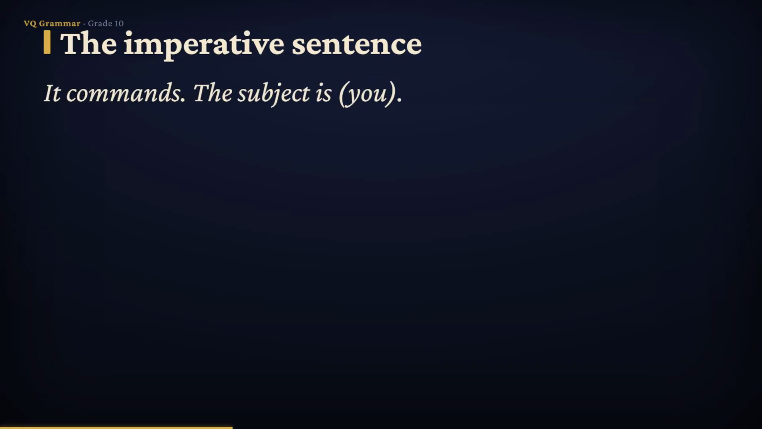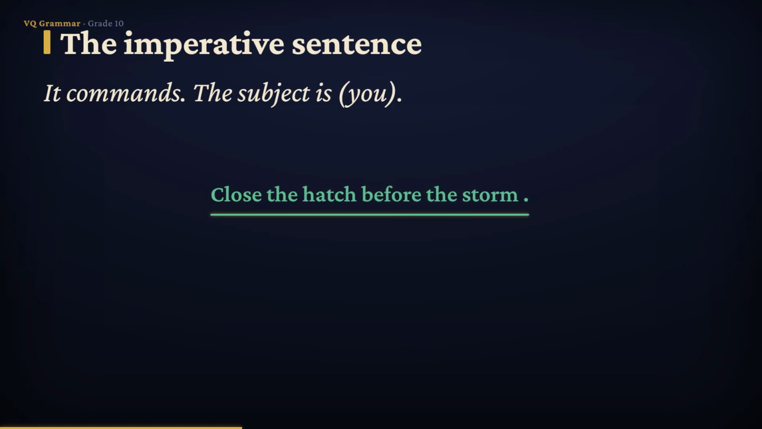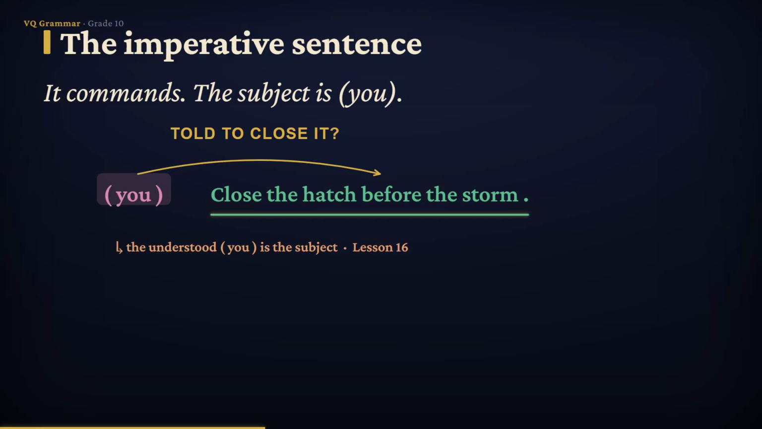The third kind gives orders. An imperative sentence gives a command or makes a request. Here's one. Close the hatch before the storm. Now stop and ask yourself, who is being told to close the hatch? You are, the listener. And here is the beautiful part of an imperative. The word you almost never appears on the page. It is the understood you, the invisible subject we met back in Lesson 16. So even though nothing is printed there, the subject of that sentence is you.